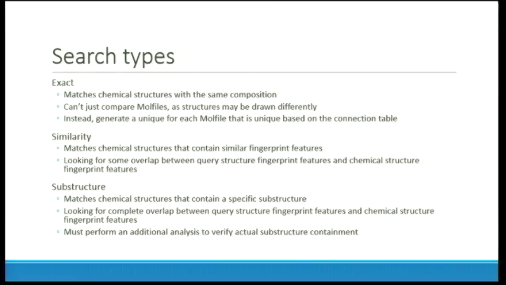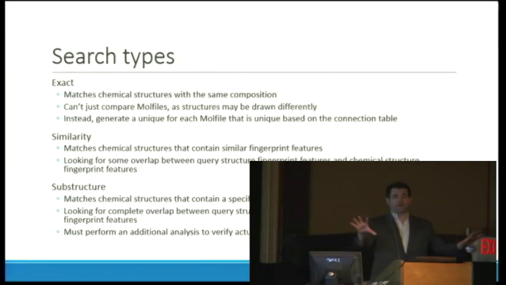Now, when you actually go to search, there are 3 principal search types that chemists are interested in. There's an exact match, where you basically say, I have this input structure, and I want to find all instances of that exact input structure. It turns out you can't just compare mole files. You can have a molecule that is drawn many different ways, with different coordinates and completely different layouts. So what you have to do instead is generate a unique key for each chemical structure. And Indigo can do that. What it actually does is generate what's called a canonical SMILES string, and that is simply a string-based representation of the atoms and how they are connected. It's all based on the connection table.